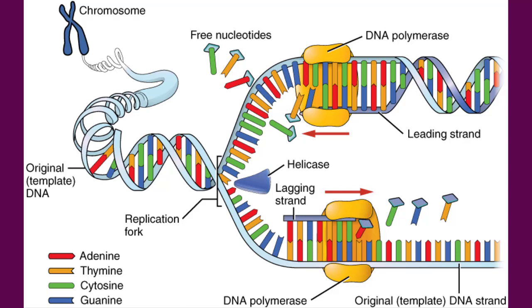We have three stages of DNA replication. The first stage is initiation. The two complementary strands are separated, much like unzipping a zipper, and special enzymes, including helicase, unwind and separate the two strands of DNA.